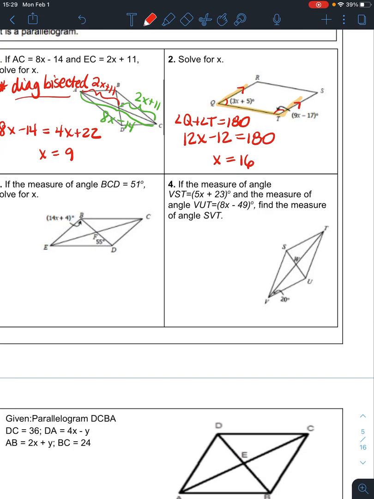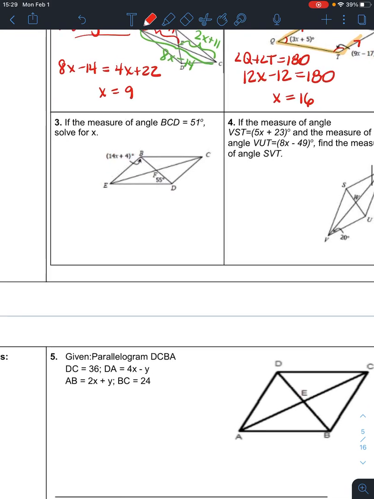You should know how to do the algebra at this point, so I just want to focus on the geometry side of it. So this one's a little more tricky. If the measure of angle BCD is 51 degrees. So BCD, remember if you trace from B to C to D, it's talking about this entire angle right here, which is 51 degrees. I want to solve for x.